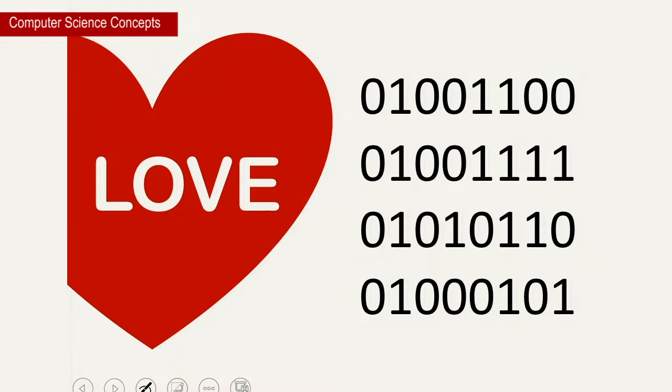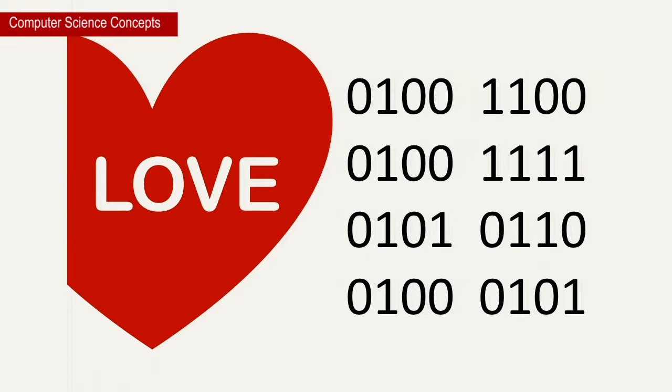Now, let's revisit our love. First, we split the bit strings. Then, we compute each 4 bits into a hex digit. So, for example, the first one here is 2 raised to the power of 2, which is 4. This one is 2 raised to the power of 3 plus 2 raised to the power of 2, which is 8 plus 4. This is 12, which is actually the C hex digit.